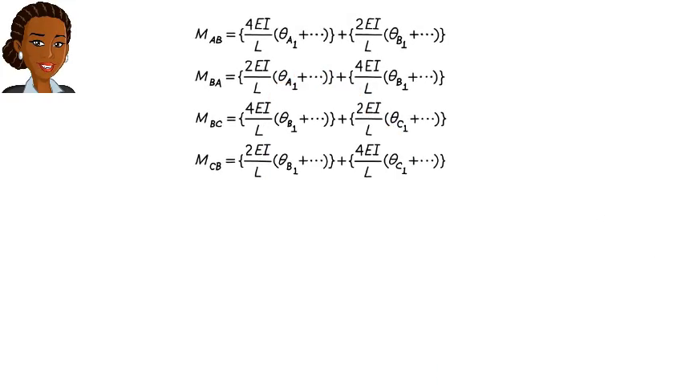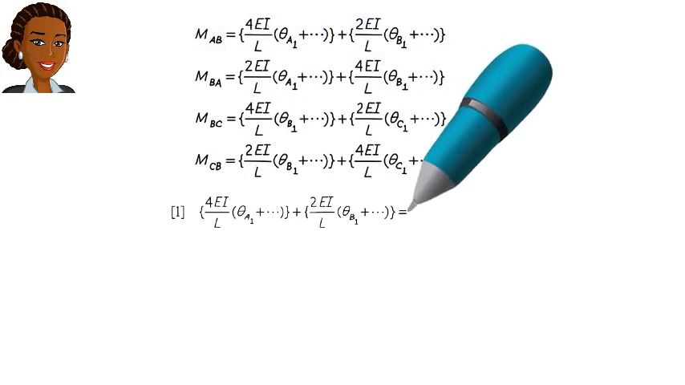This helps us remember that a member end moment can be viewed as the sum of two moments, a moment due to the rotation at the left end of the beam segment and a moment due to the rotation at the right end of the segment. Then, the joint equilibrium equations can be written as follows.